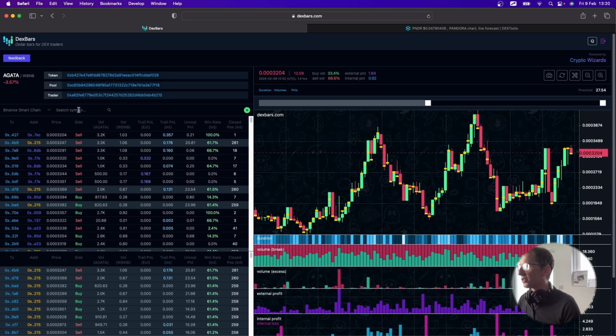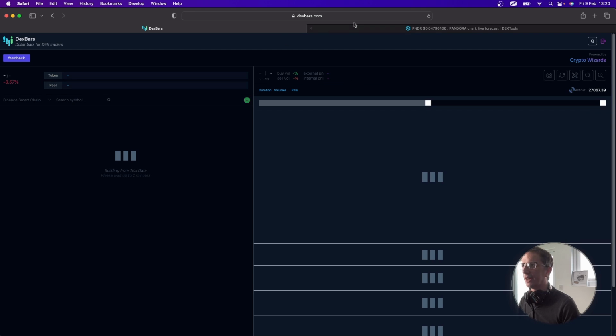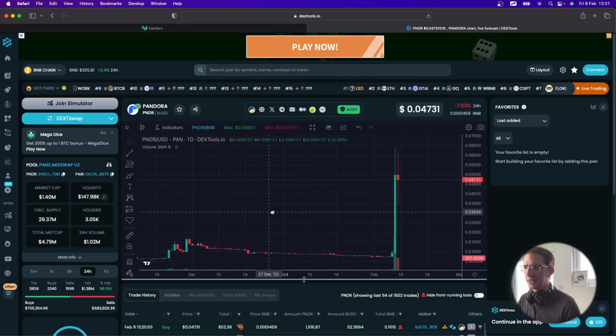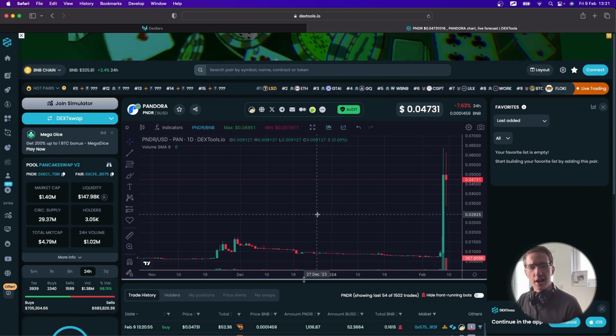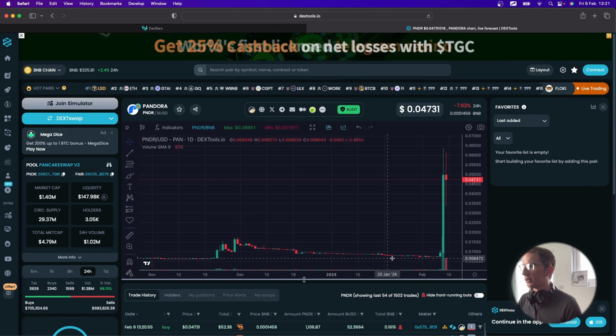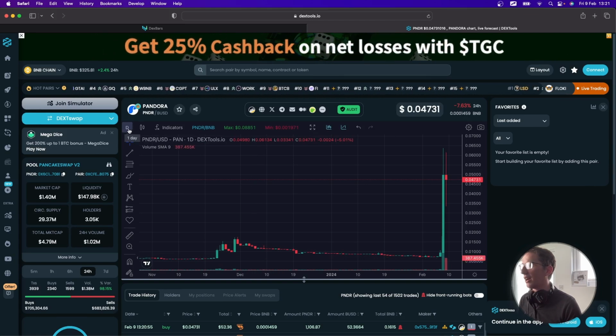Now, something else to note, in fact, let me just change the token here to something like PNDR, because I think I've got that up right now on DexTools. So let's have a look at DexTools. This is the price chart for PNDR. Okay, so this is a time-based price chart. This is what you can see here. Things kind of dwindled for a while. This is actually a daily time frame.